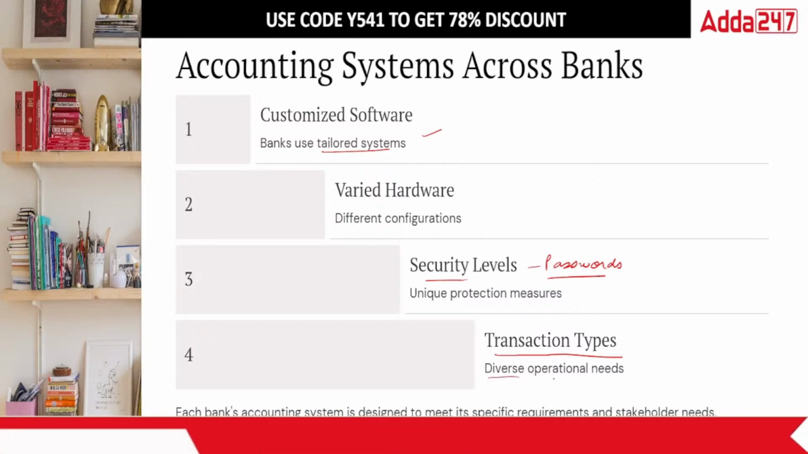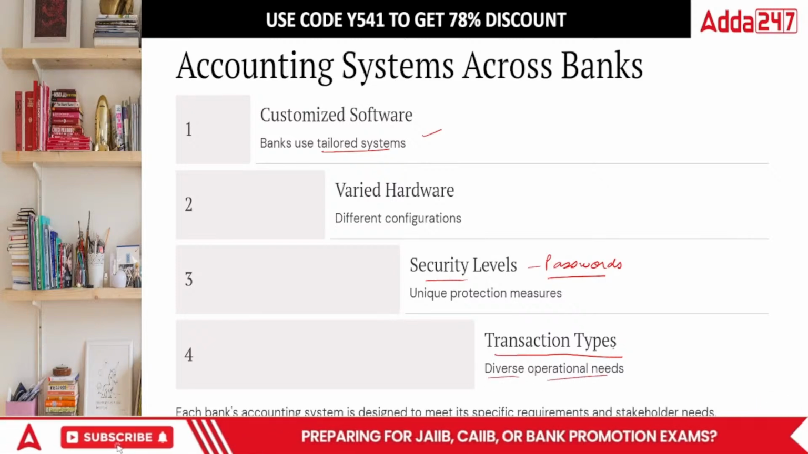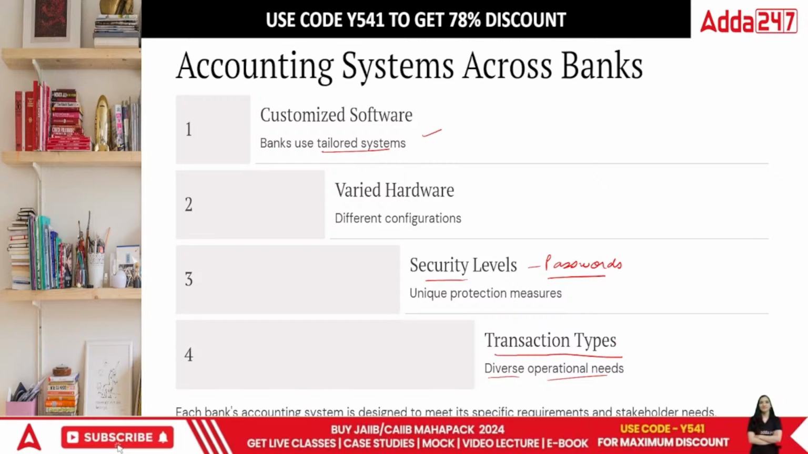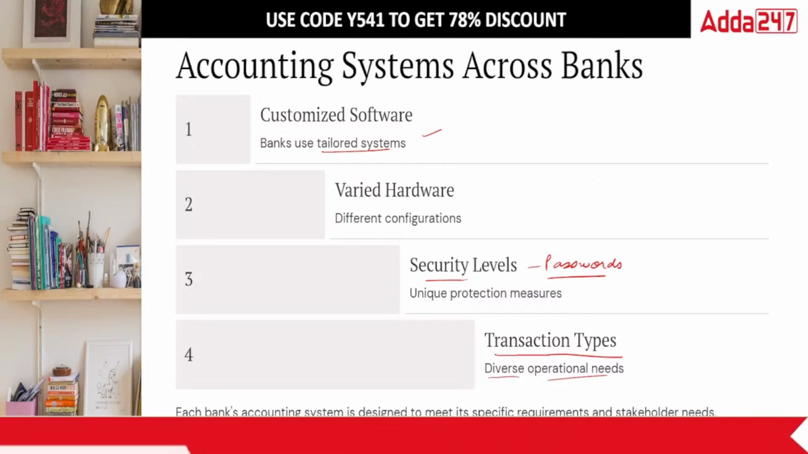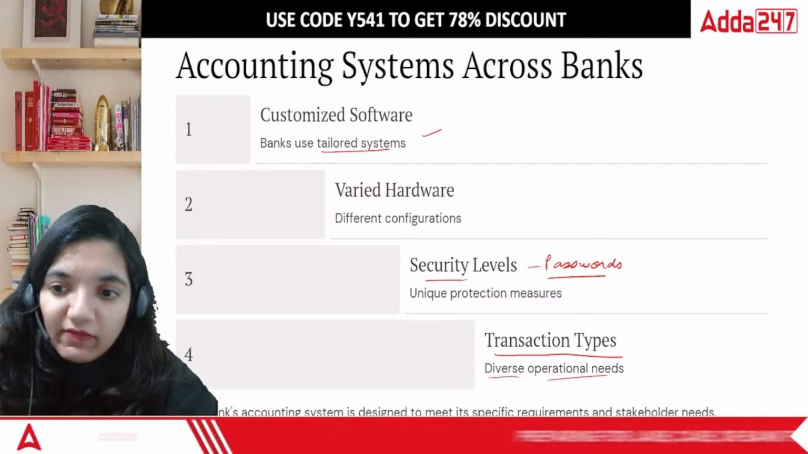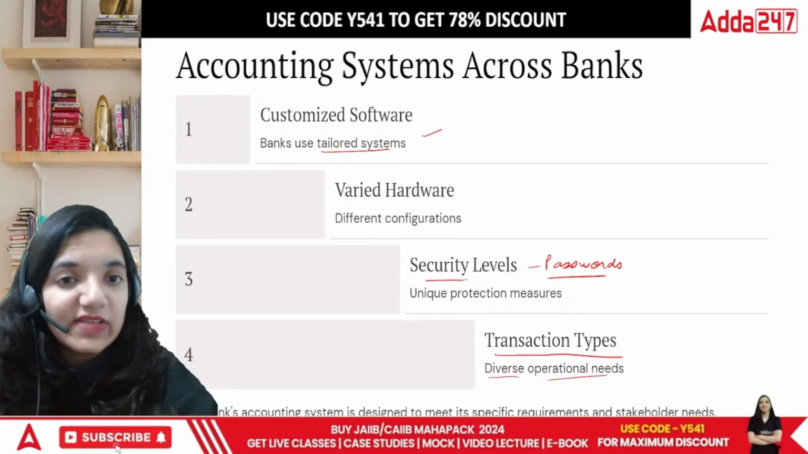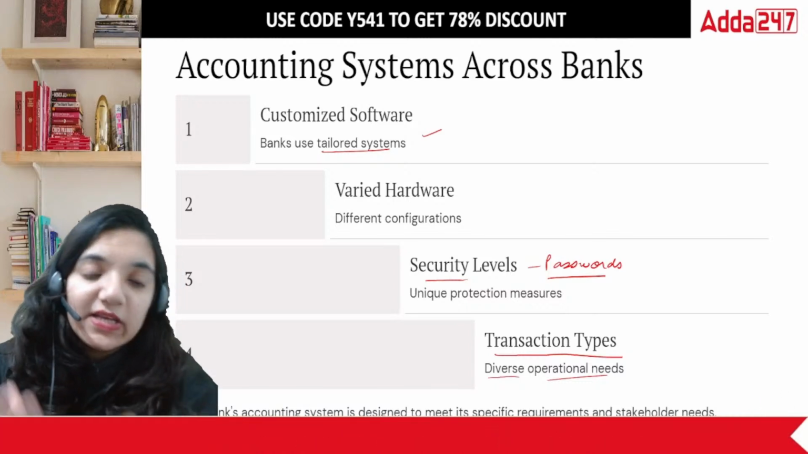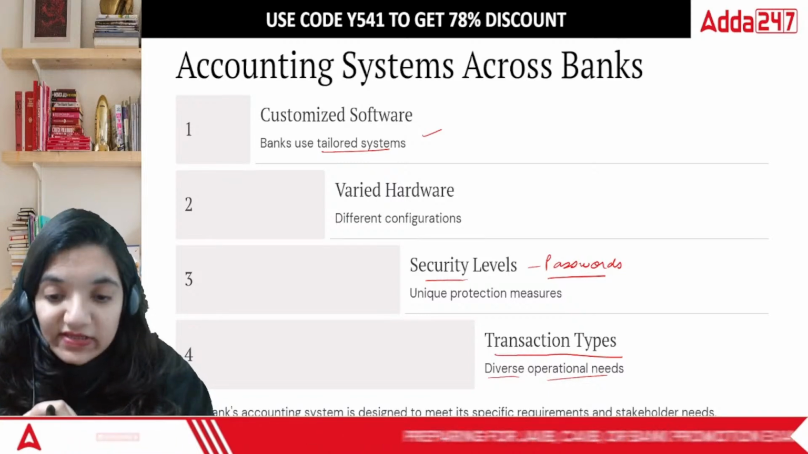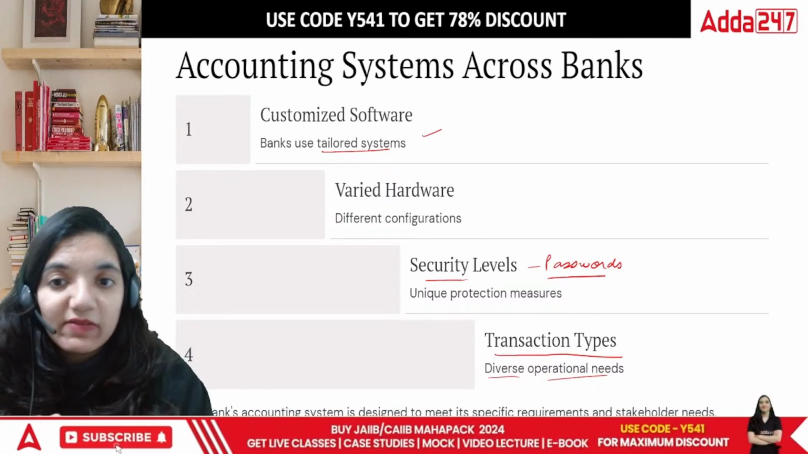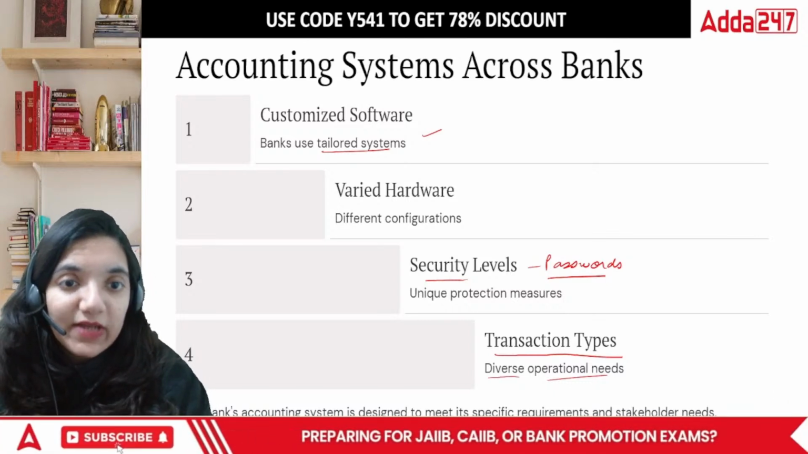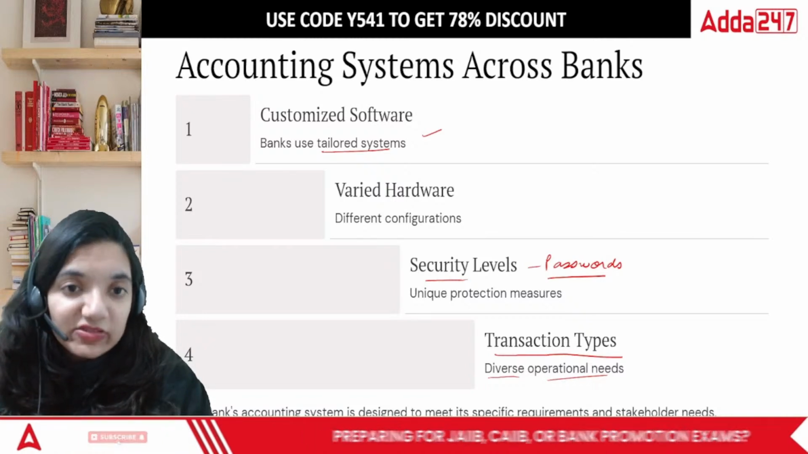There are diverse operational needs that they have to cater, you know. Then what next is there? Each bank accounting system is designed to meet the specific requirements of the stakeholders or the shareholders. See, both the stakeholders and shareholders are a part of it. When we talk about the area of stakeholders, they are bigger than shareholders. Shareholders are the people who have invested their funds. While stakeholders are those people who are not only investing their funds, or they can be anybody who's outside. For example, government can be a part of it as they receive taxes from you, right?